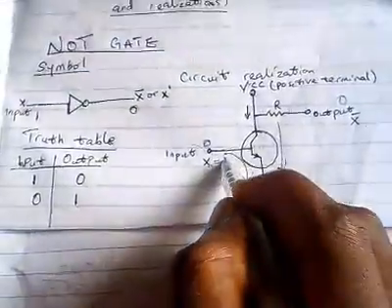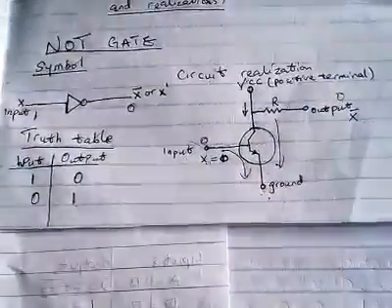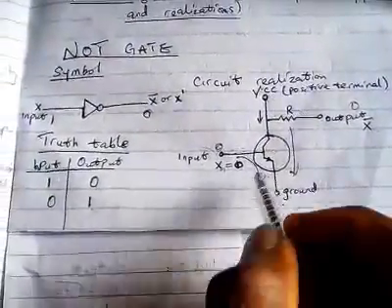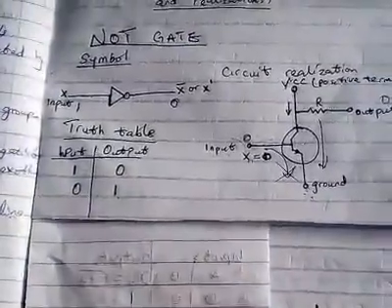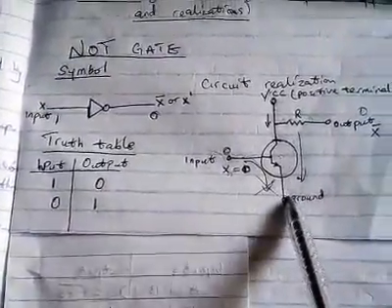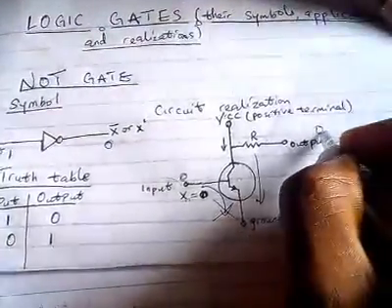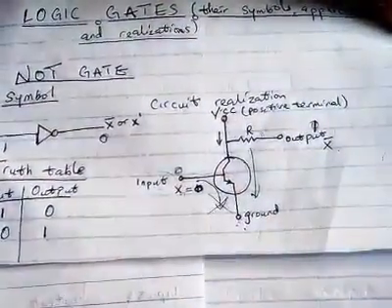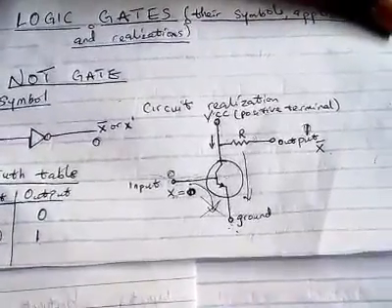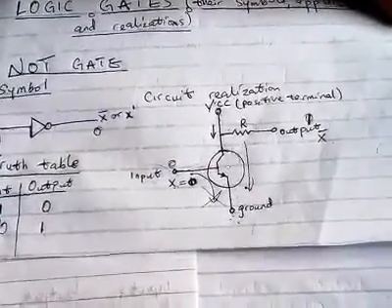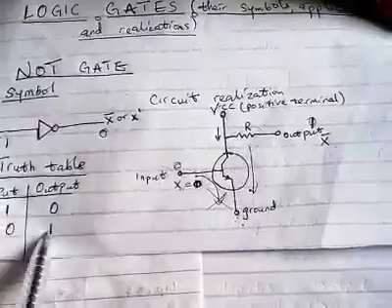Now if the input is 0, no current flows here, so this is not there. Therefore no current flows here, so all the current will come here, meaning if the input is 0, the output becomes 1 instead. So that's just the basic explanation of the NOT gate. So if the input is 1, the output is 0. If the input is 0, the output is 1.